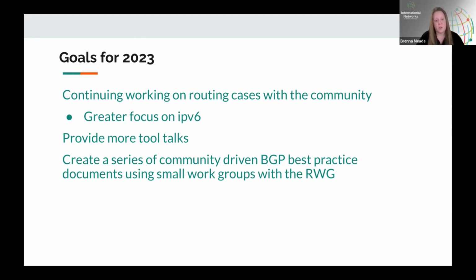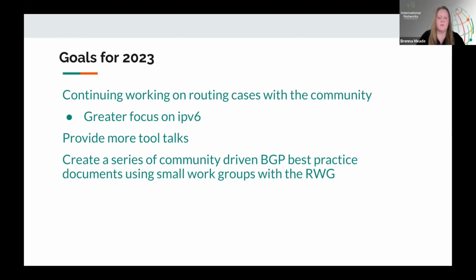We would also like to provide more tool talks and provide diverse tool talks. So from people that may not get enough time or opportunities to present, we would love to have you. And then, as I was talking about earlier, we want to create over the next year a series of community-driven BGP best practice documents using small working groups within the routing working group.